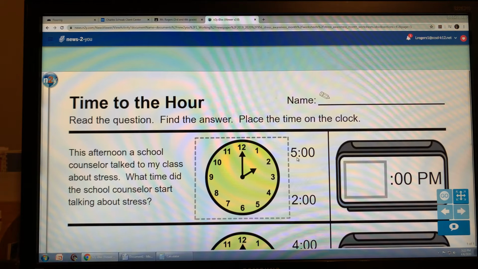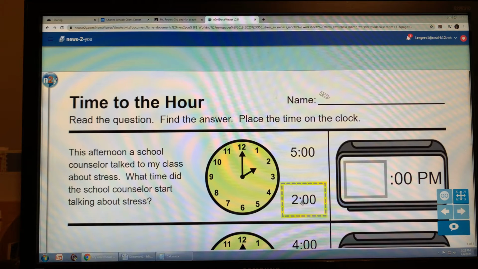So we'll look at our first choice. It is a 5 and 2 zeros. We would read this as 5 o'clock. 5 o'clock is not what we're looking for to answer our question. We're looking for 2 o'clock. So we'll go on to our next choice. Our next choice has a 2 in the hour spot with 0 minutes. This is read 2 o'clock. 2 o'clock is what we're looking for. So we're going to click on that to show our answer.